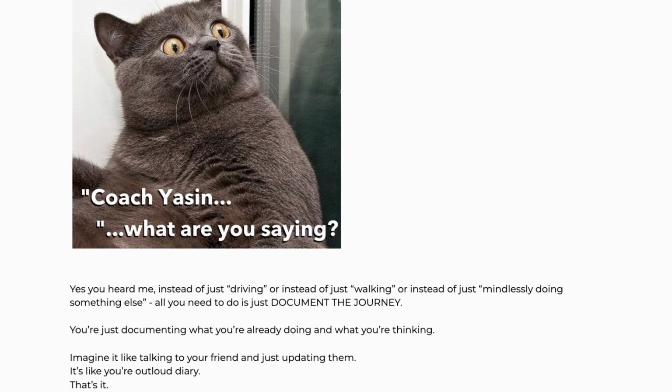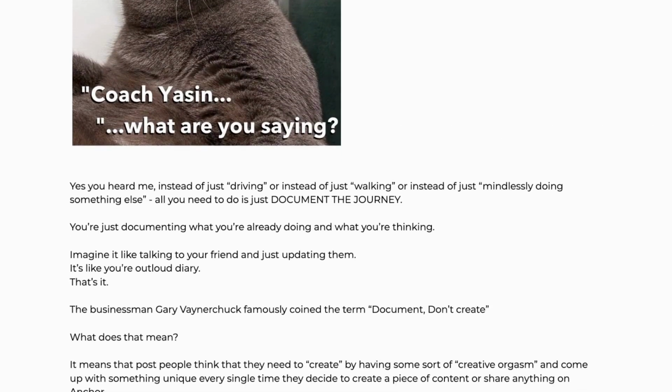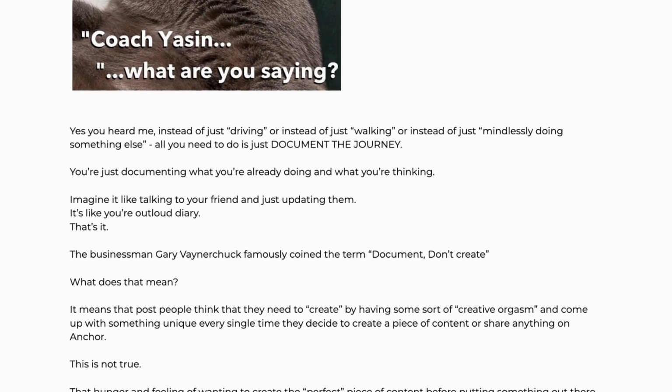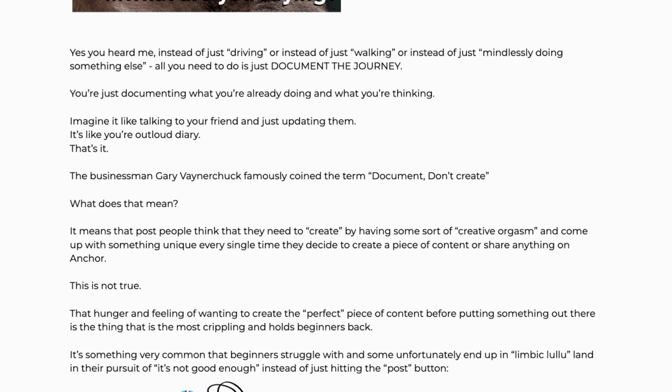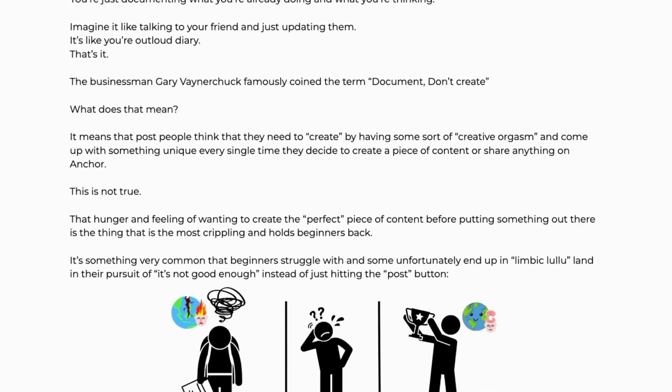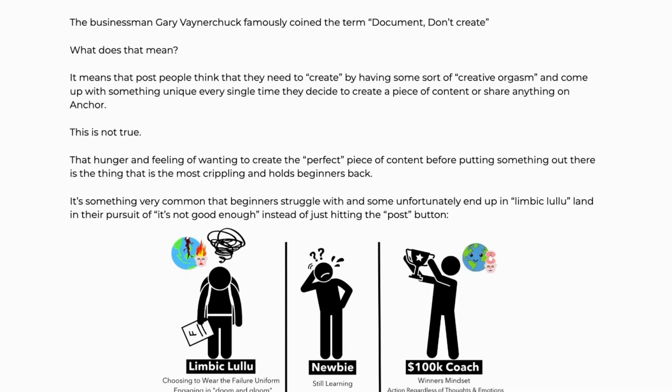And the businessman Gary Vaynerchuk famously coined the term "document, don't create." A lot of people think they have to sit down and have some sort of creative orgasm in order to create content, but that's not true. The hunger to have that perfect piece of content cripples you and holds you back. It holds a lot of people back and forces them to go from newbies to limbic lallus, crippled by the idea that they have to create a perfect piece of content. No, just document the journey.